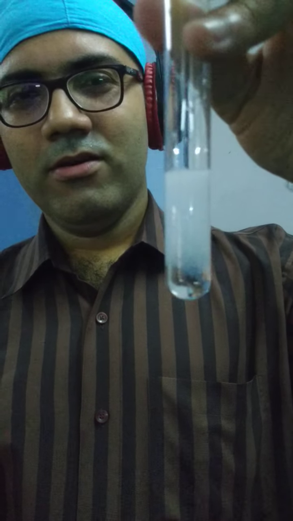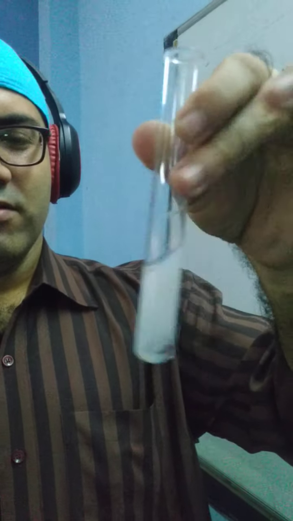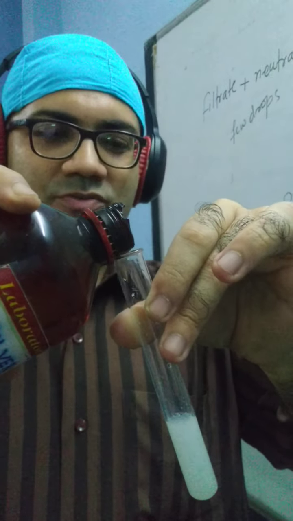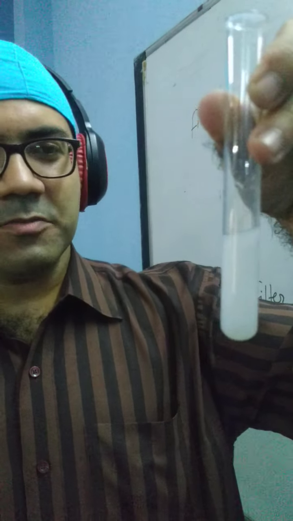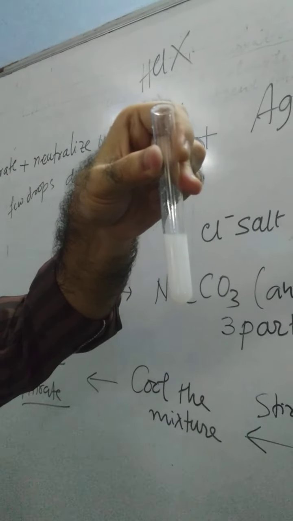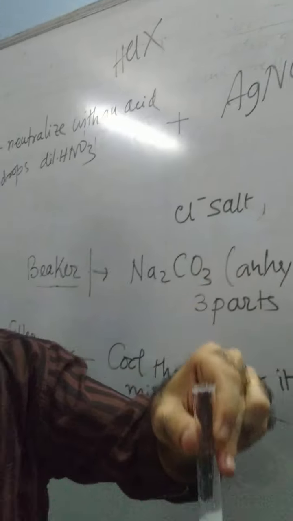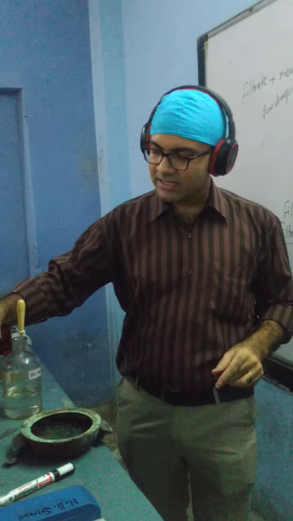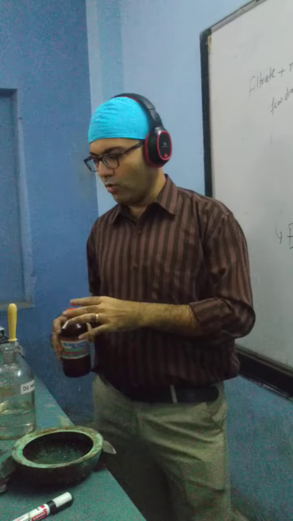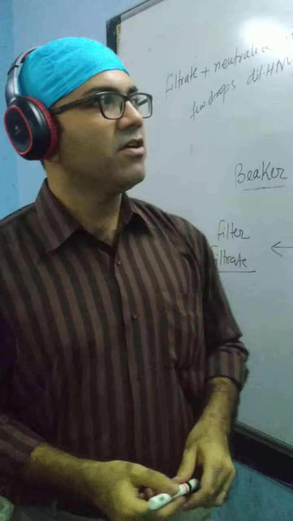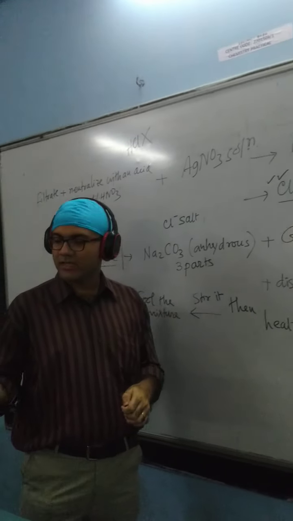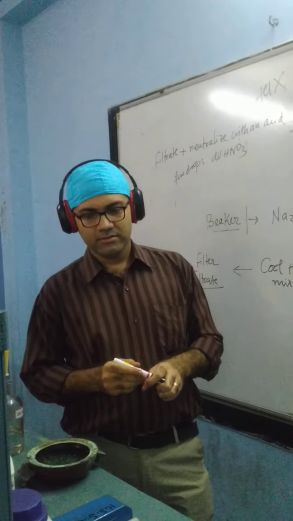Oh, wow. You can see the white precipitate over here. From a colorless transparent solution, I've added silver nitrate. You can see a white precipitate. Completely white. You can see it over here right now in the light. White precipitate. So this white precipitate indicates the presence of chloride ion, as well as this is a confirmatory test of chloride. So chloride ion is confirmed, as I have written over here.